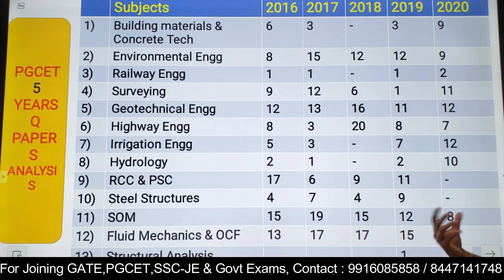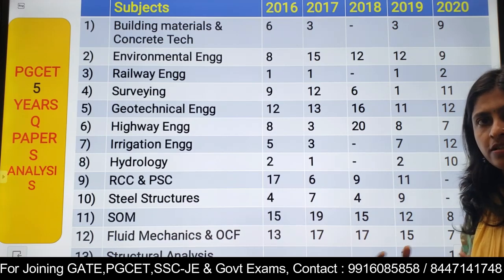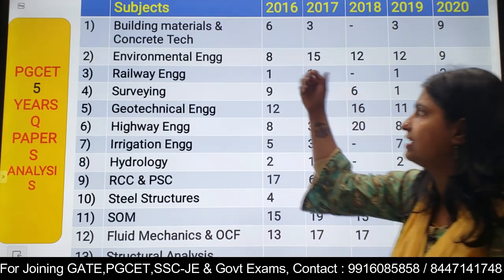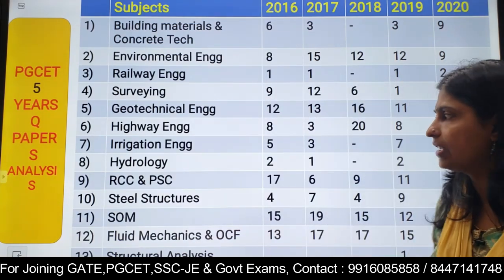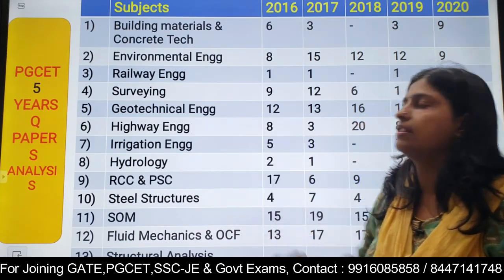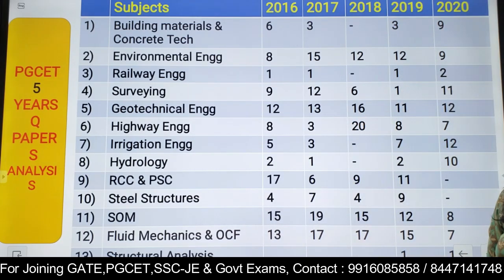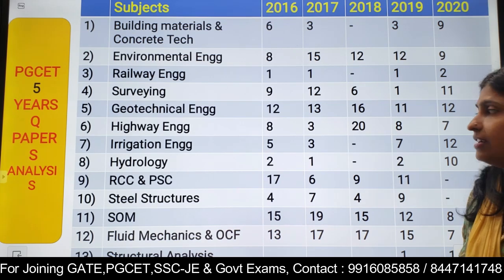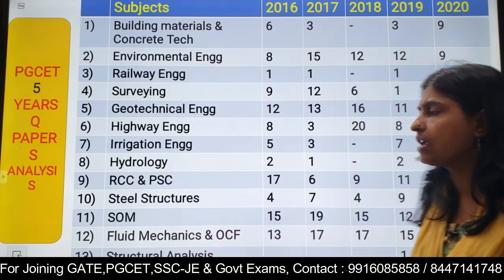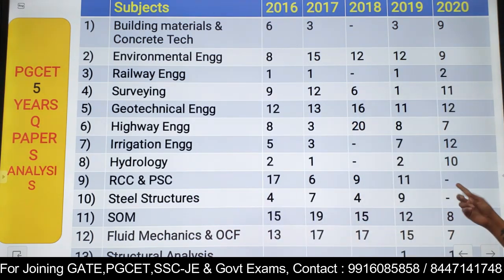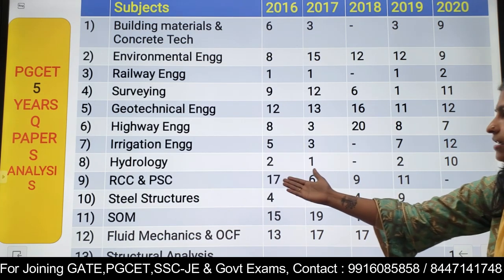Okay? So that means you should not skip these subjects. So study all the subjects. You can skip railway engineering, that is not a problem. But irrigation, hydrology, highway, all these are very, very easy subjects which you should never skip. Next is RCC and PSC. If you see here, no questions appeared, but here this is the range.